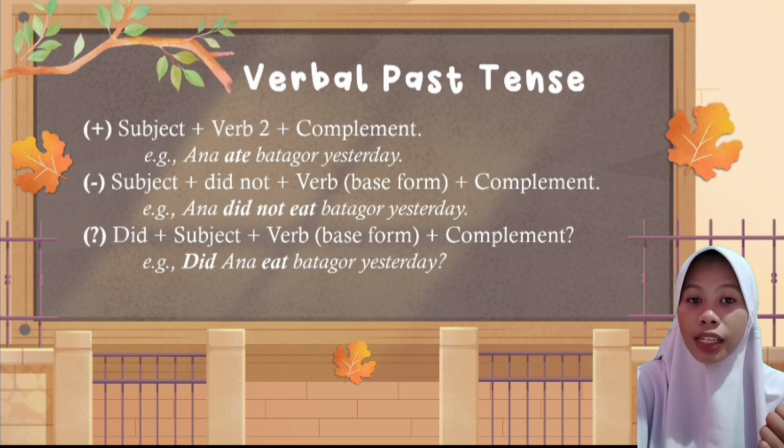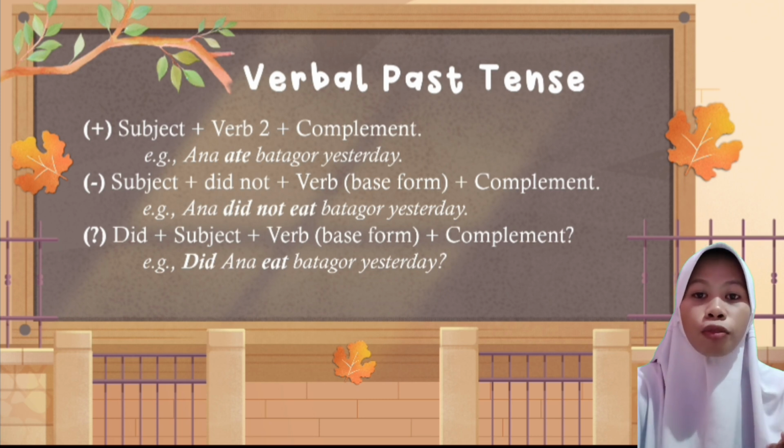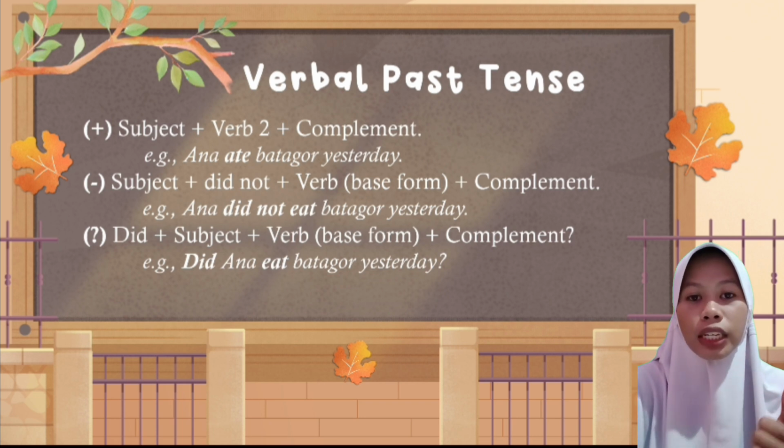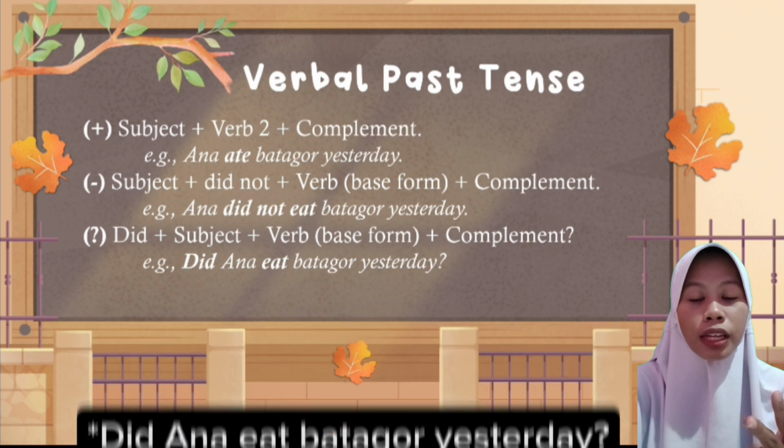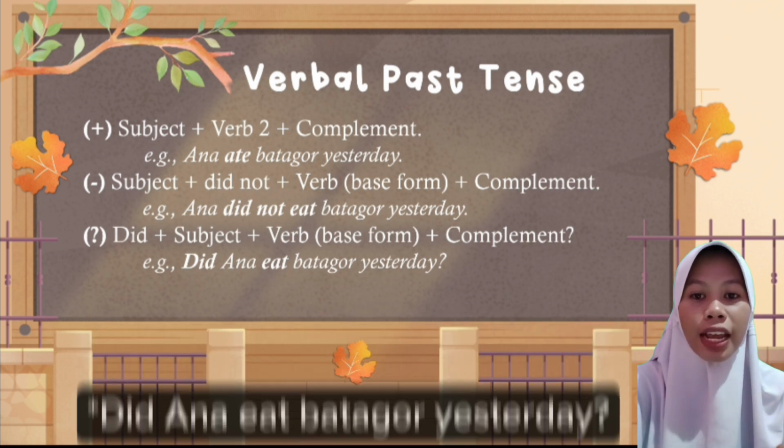For negative sentence: subject plus did not plus verb base plus complement. For example, Anna did not eat batagor yesterday. For question: did plus subject plus verb base. For example, did you eat batagor yesterday?